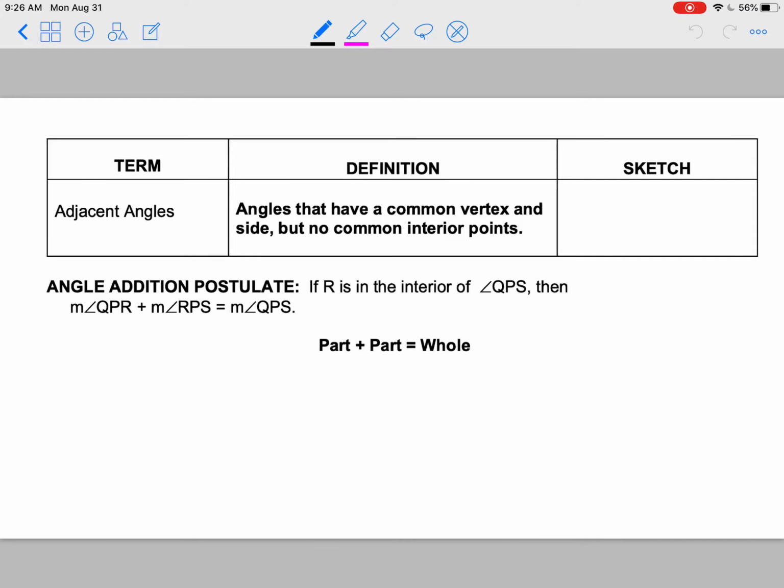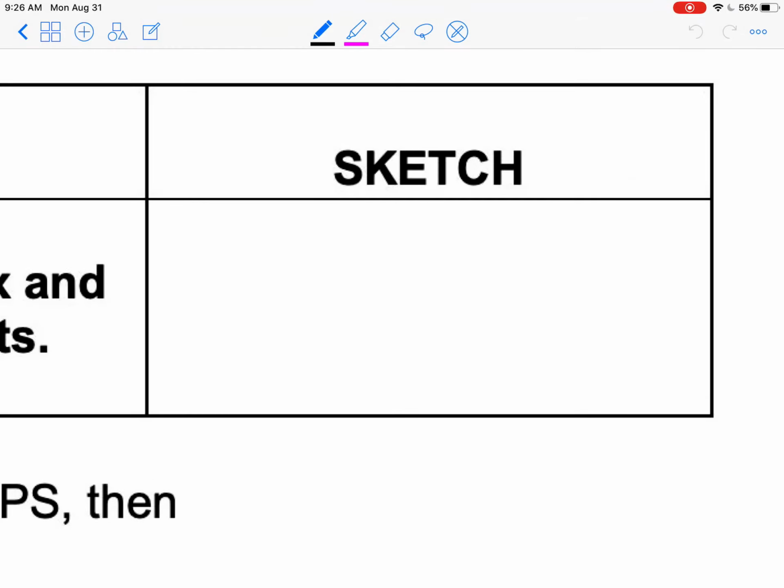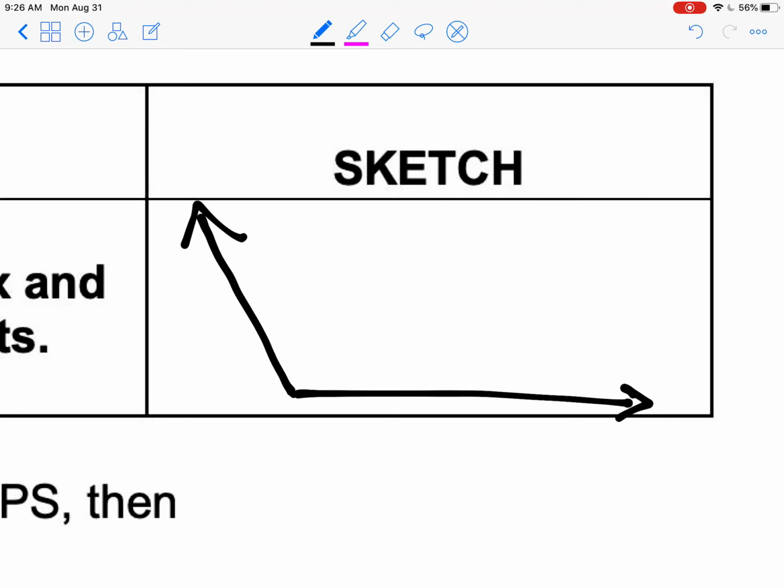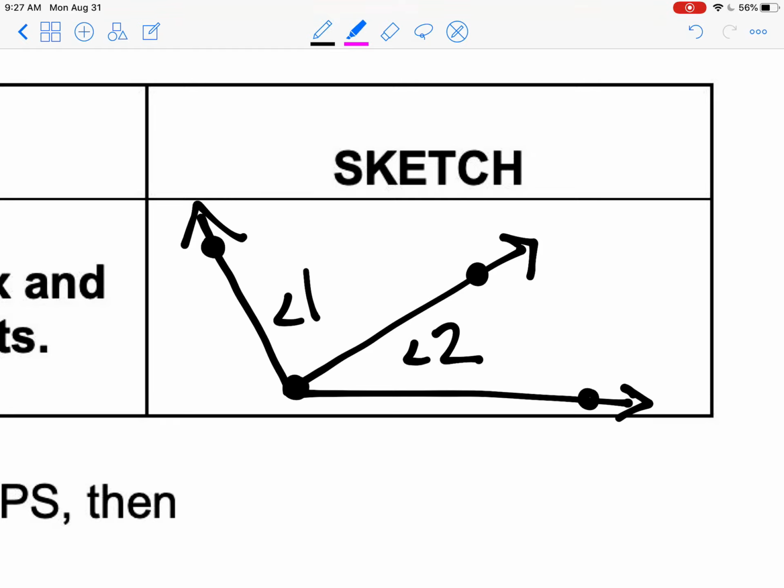So let's do a quick sketch just so you can visually see. Let's start with a big angle here. Let's split it somewhere between. We know because an angle is made up of rays, we need all these points to make up our rays. We can see angle 1 here and angle 2. And you can see here is the shared side.